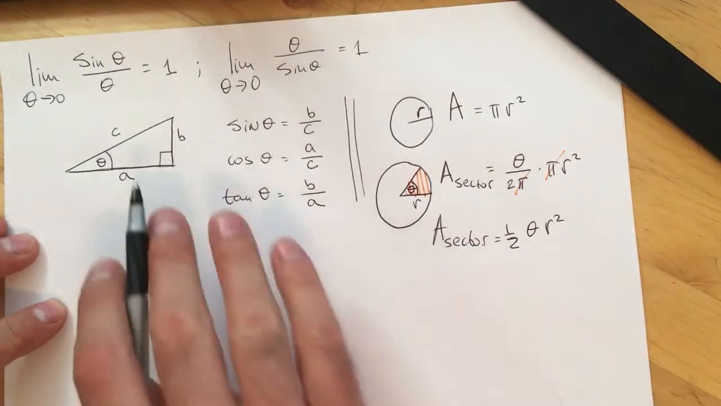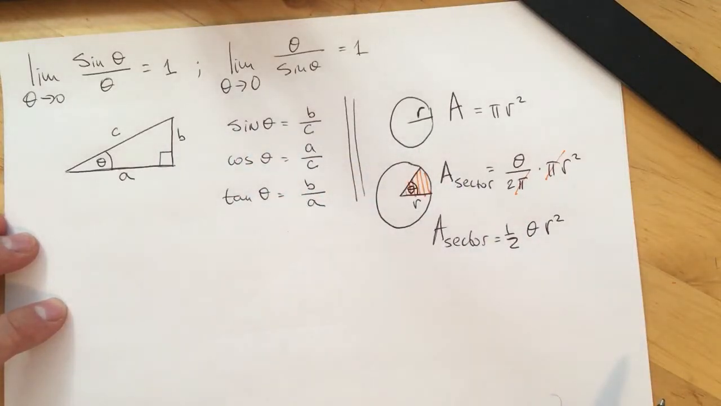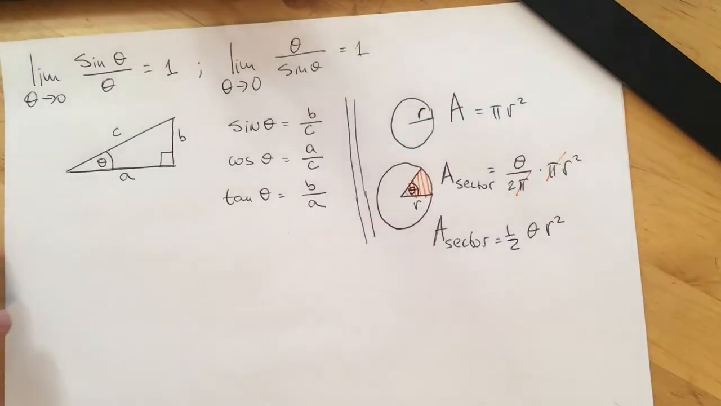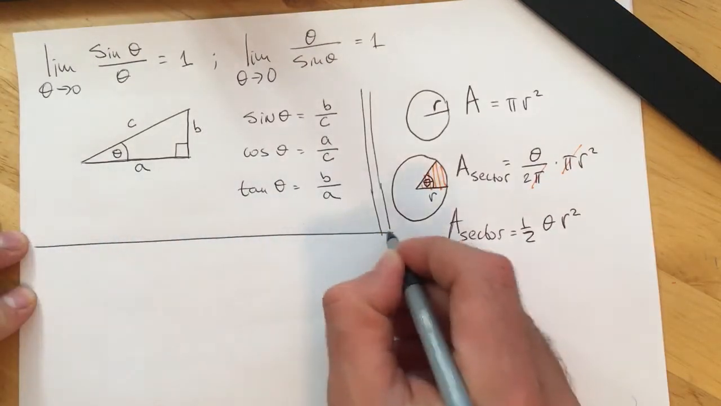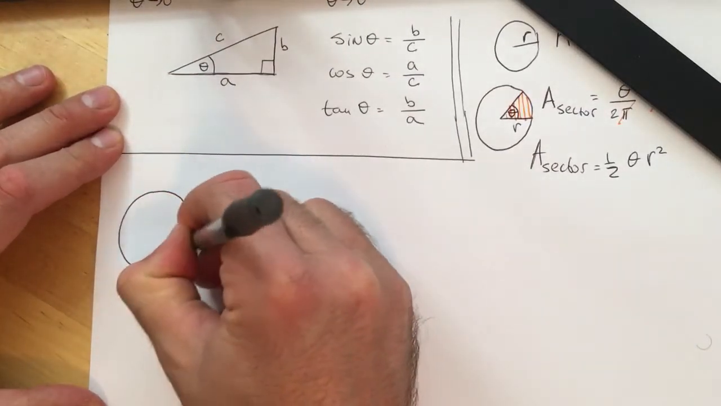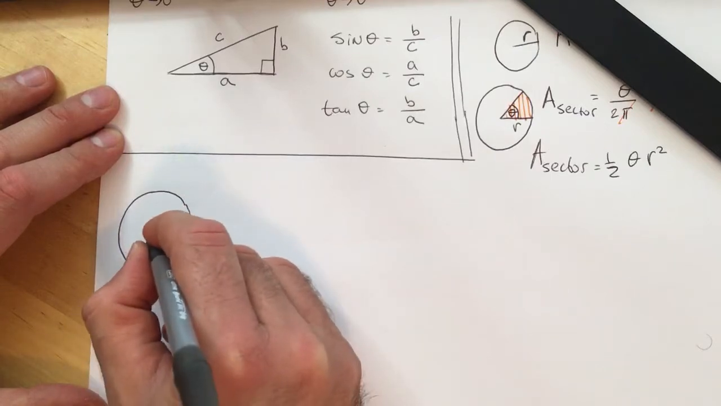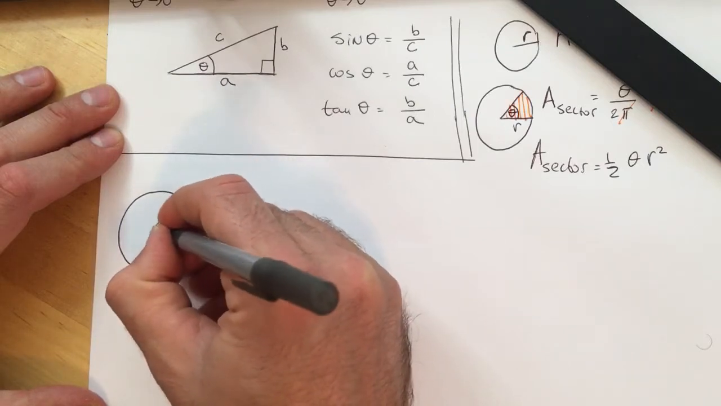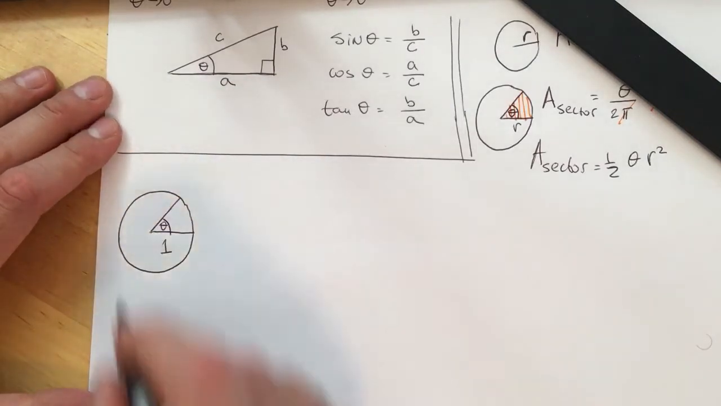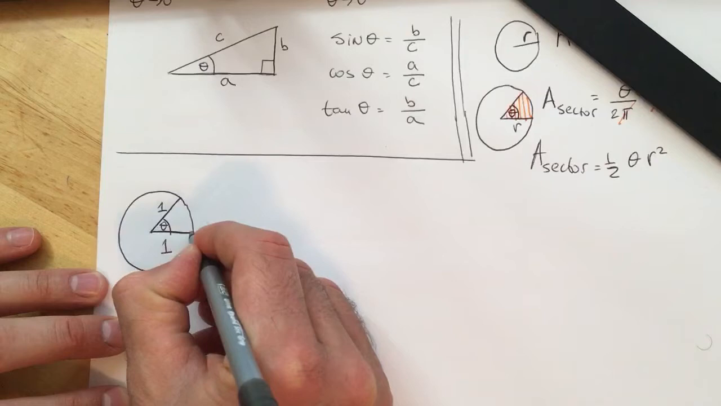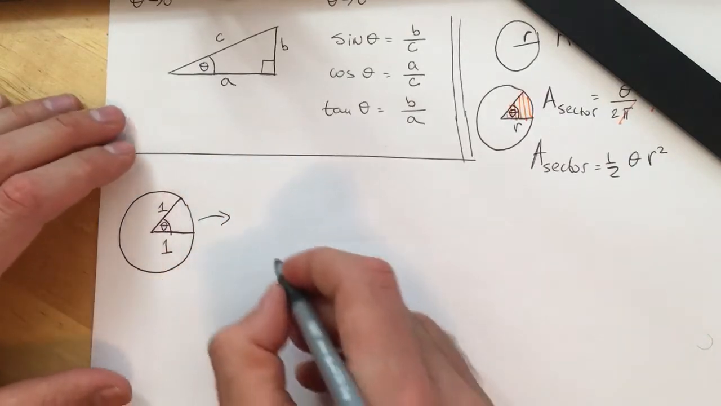Okay, so this is what we need in order to prove this limit, plus the squeeze theorem that we have covered in class. At the end we will use the squeeze theorem. Okay, so let us start by sketching a unit circle. A unit circle is a circle with radius 1. And let's have a sector here with central angle theta, right? The radius is equal to 1. Now I'm going to take only this sector, and I'm going to zoom in a little bit.